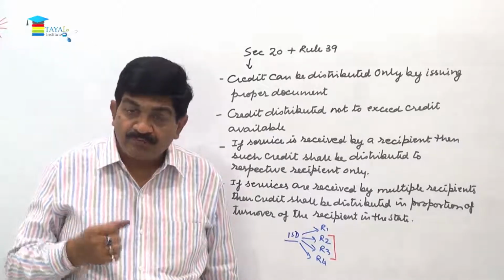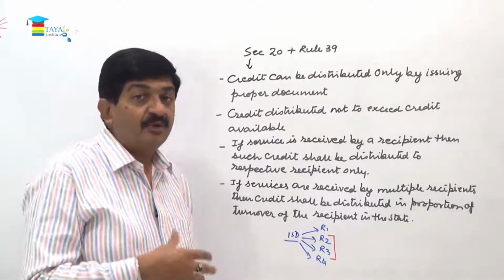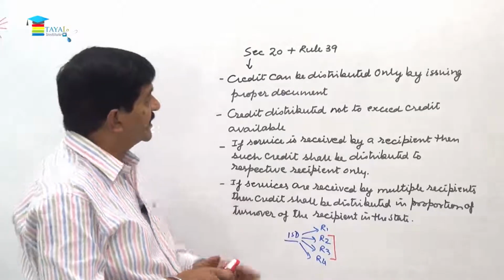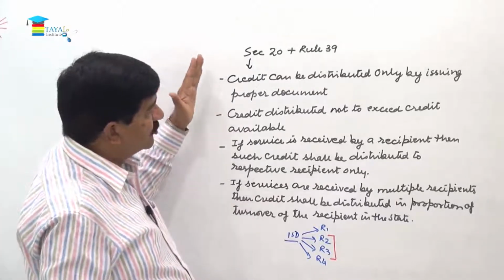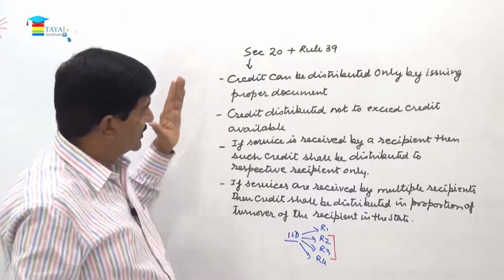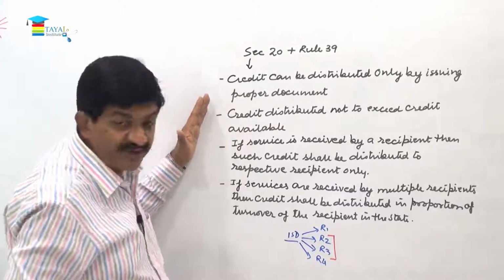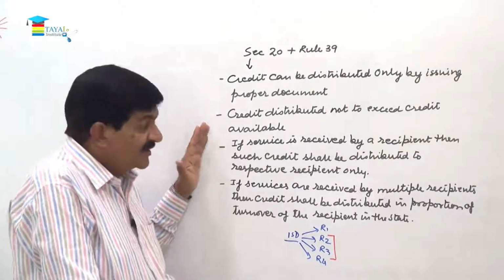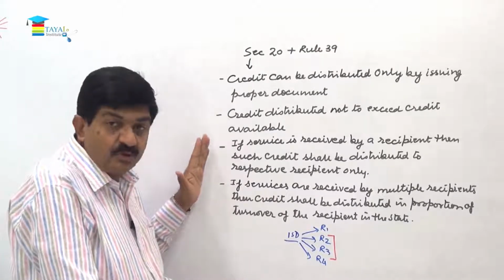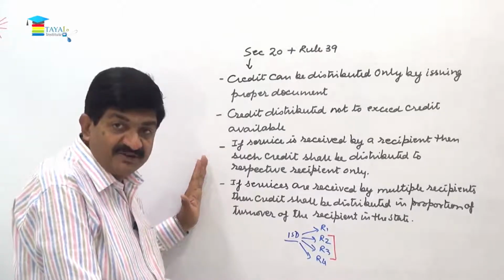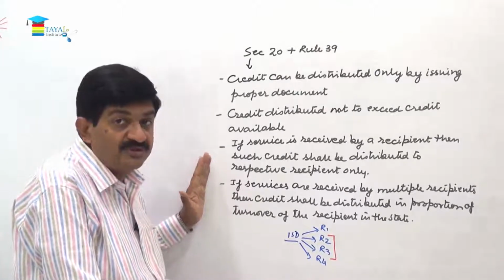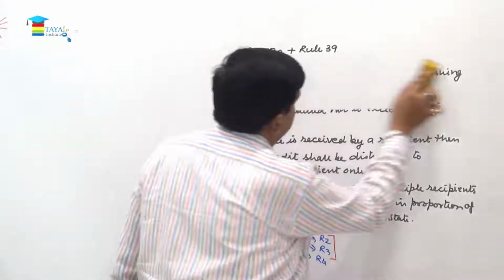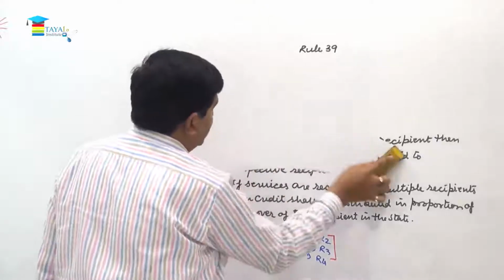Now some more provisions relating to that are there in rule number 39. So immediately in continuation we are going to rule number 39. Section 20 says credit can be distributed only by issuing the proper document, and the credit distributed not to exceed the amount of the credit actually available. And if the service is received by one particular recipient, then credit shall be distributed to that recipient only. And when the services are received by multiple recipients, then that should be distributed in proportion of the turnover in the state. Now regarding this, what is said in rule number 39?